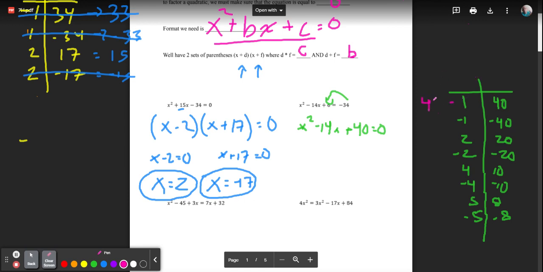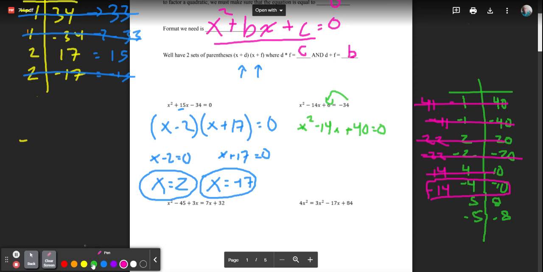So again, add the two terms. 1 plus 40, 41, out, because we're trying to add to negative 14. Negative 41, out. 2 plus 20, 22, out. Negative 2 plus negative 20 is negative 22, out. 4 plus 10 is 14. Well, we're getting close, okay? But we need a negative 14. Luckily, we have our negative 4, negative 10. They add up to negative 14. So negative 4 and negative 10 are our numbers here, okay?